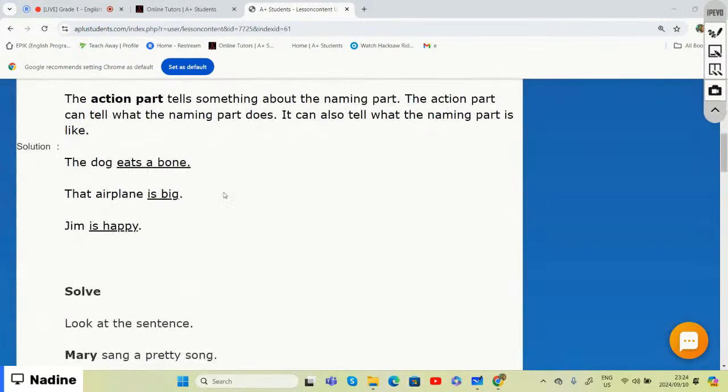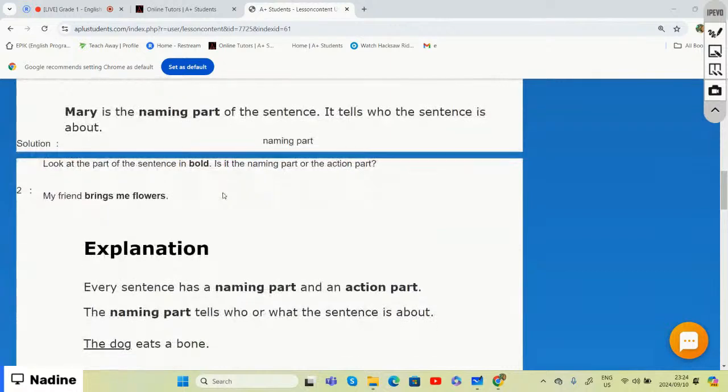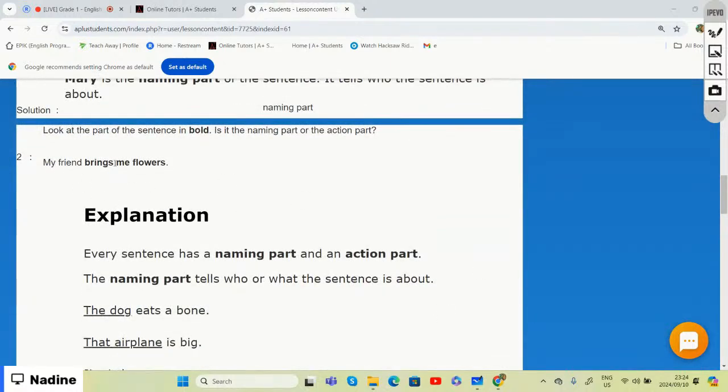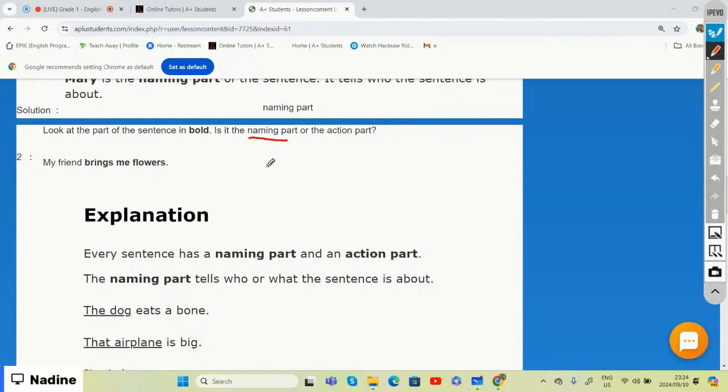All right. Now look at this sentence. You need to say, is it a naming part or is it an action part? My friend brings me flowers. Brings me flowers. Is that a naming part or is that an action part?